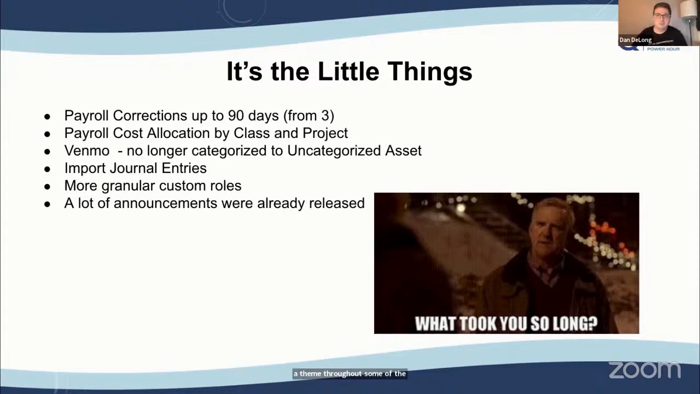So I assume we're not alone in being asked to provide that feedback and tell them what you need them to do so that they can fulfill that for you. But I think the one that got the most applause was the third one here, that Venmo and PayPal are no longer going to be categorized to uncategorized assets.